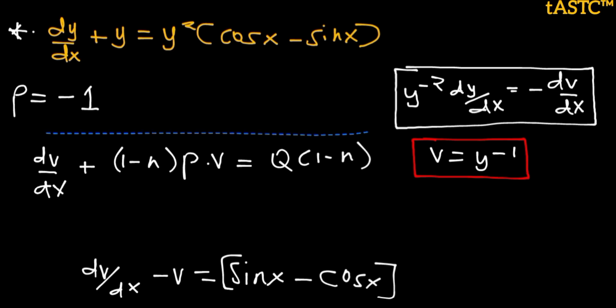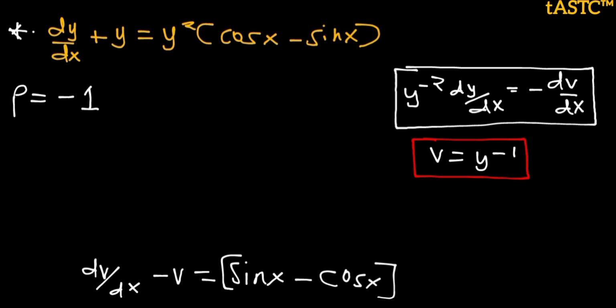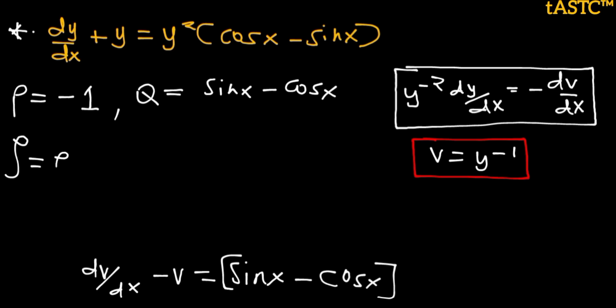So that is what we have. We're going to use it. And q is equal to this whole stuff, that is sin x minus cos x. So we can now go on. We need to find the integrating factor. So that is exponential of the integral of p dx, right? So what is p? That is a negative 1 dx.